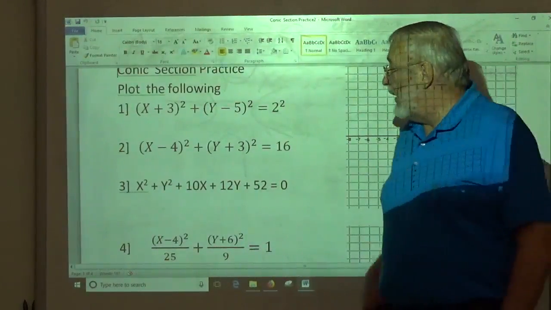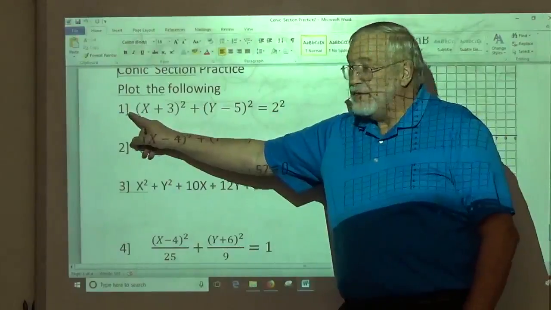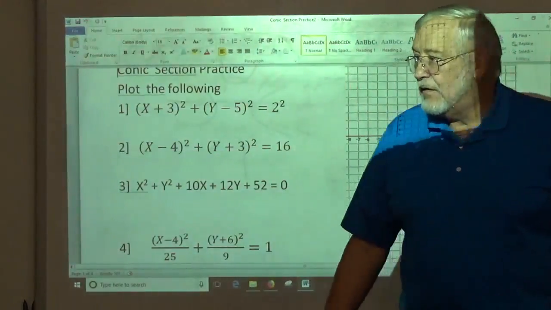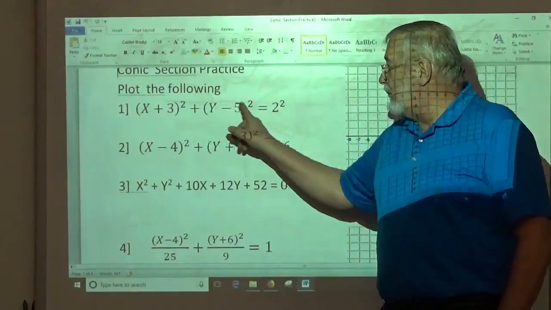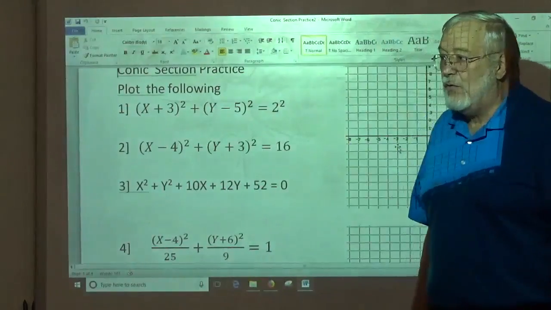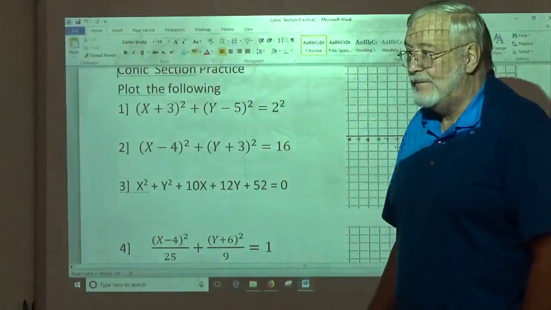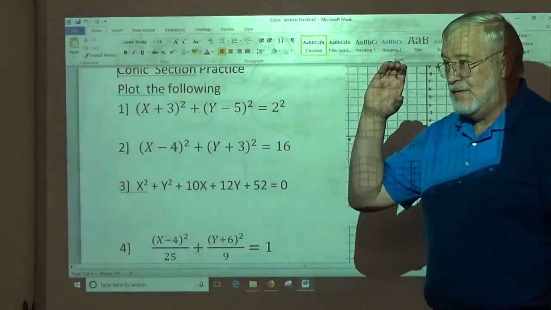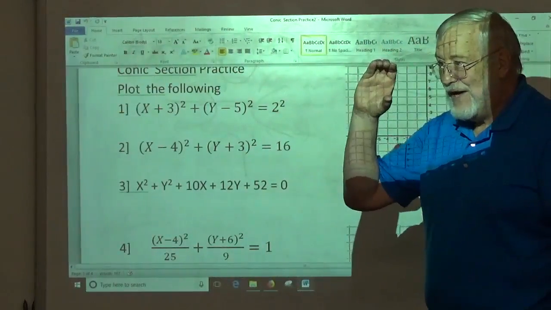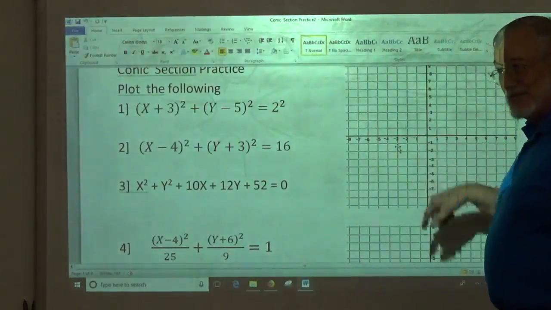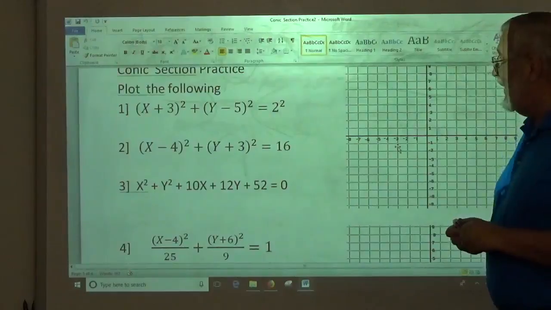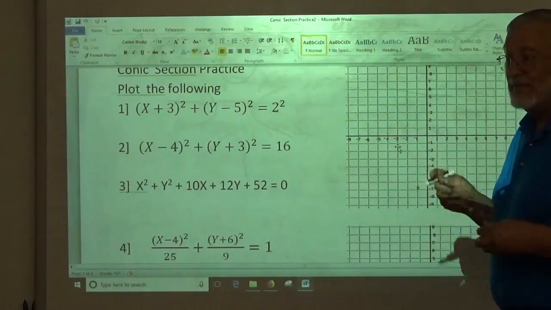No. Okay, so all right, now what about the coefficients in front? They're both 1. So if the coefficients are the same and they're both squared and both positive, then what is the conic section? What letter is that? It's a C. C. So it's a circle. Okay. Now, what's the radius of the circle?